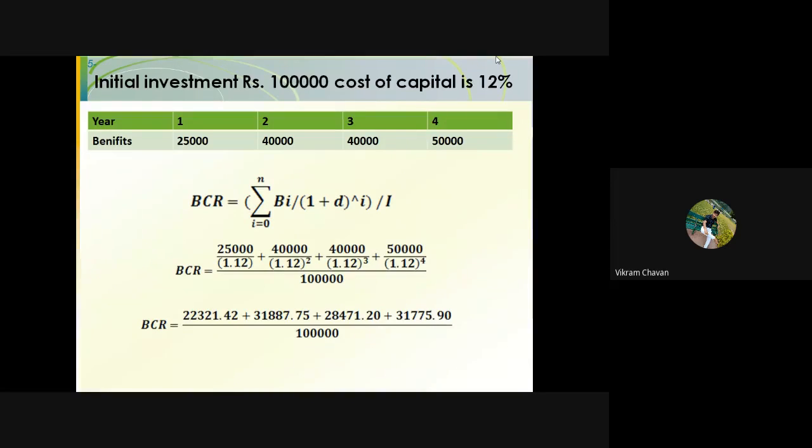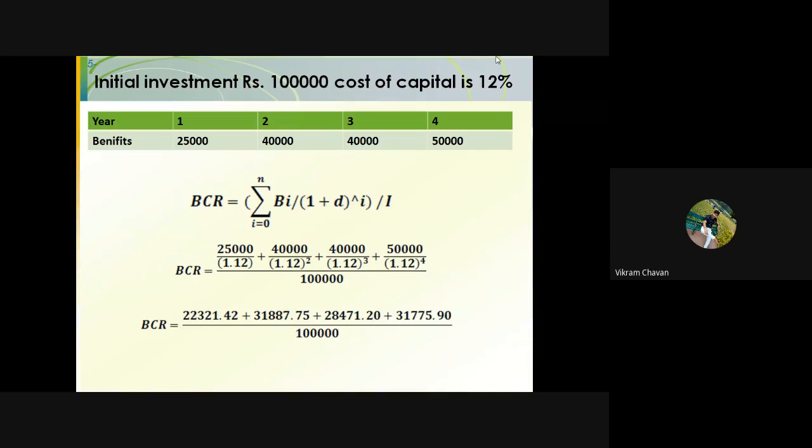So take down one problem related to this BCR. Initial investment is provided and also cost of capital is provided. So initial investment is 1 lakh, that will be considered as a cost. Cost of capital is 12%. So capital here means the discount rate, we have to consider 12%.